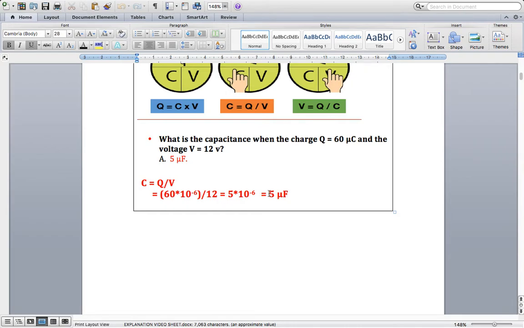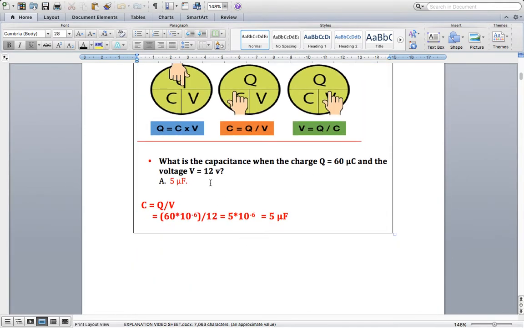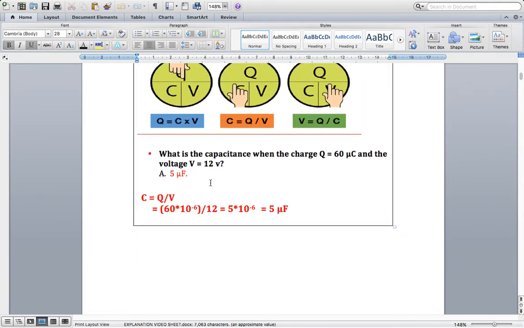Okay, so this is a type 2 question. You can expect this question either in multiple choice or in answer the following. It won't be the same, the values will be different, but the pattern is same.